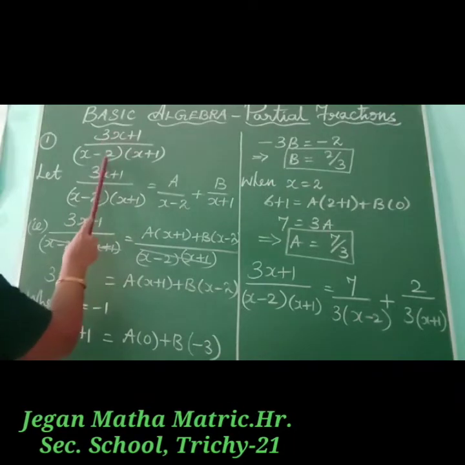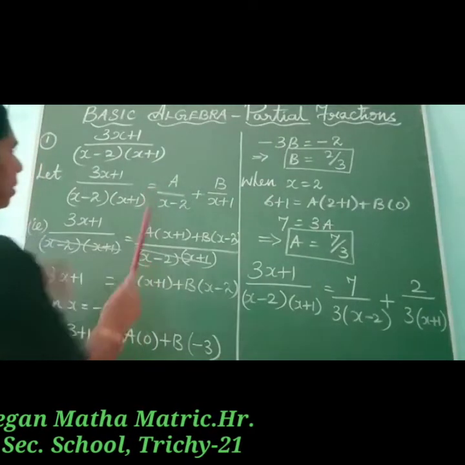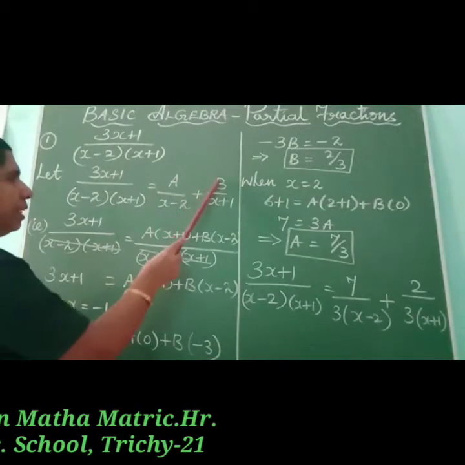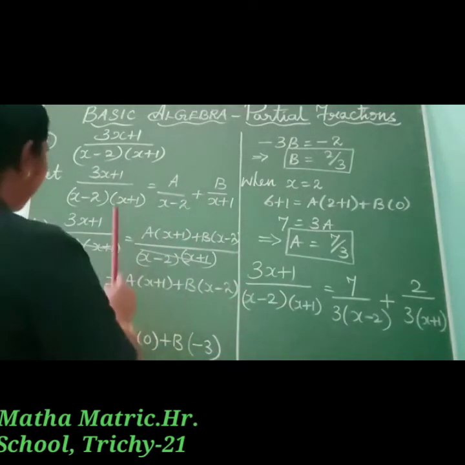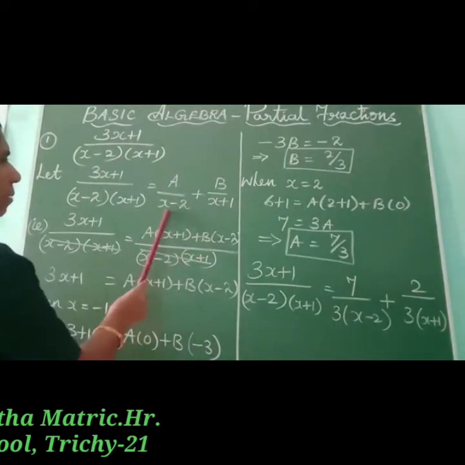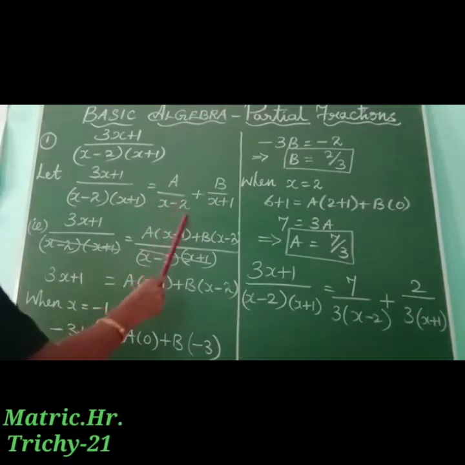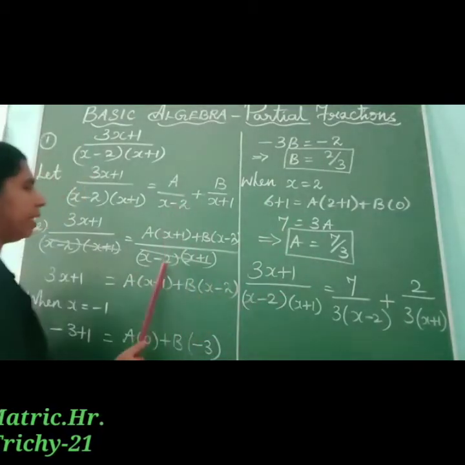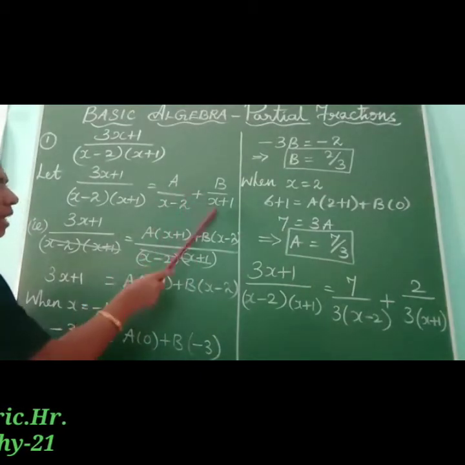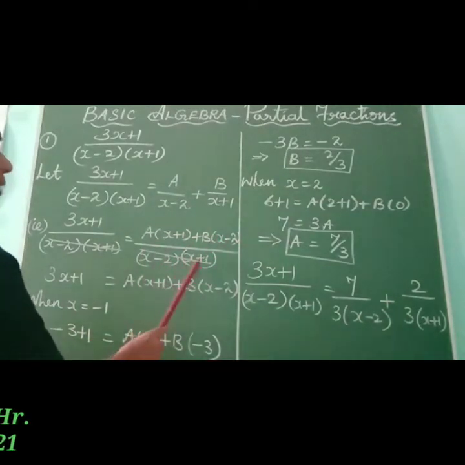(3x + 1) divided by the denominator, two different factors are there. So when we are splitting this, since two different factors are there, A divided by the first factor plus B divided by the second factor. Then we can write the left side as it is. Always we have to take the LCM for the right side. Both factors are different, so the LCM is (x - 2)(x + 1). After taking the LCM, cross multiply: A(x + 1) + B(x - 2) divided by (x - 2)(x + 1).